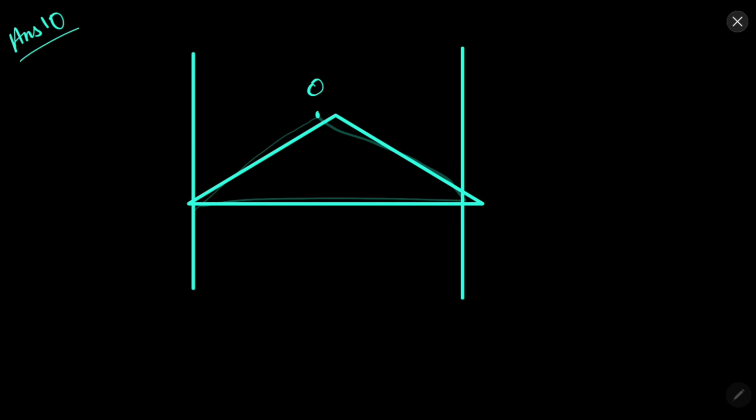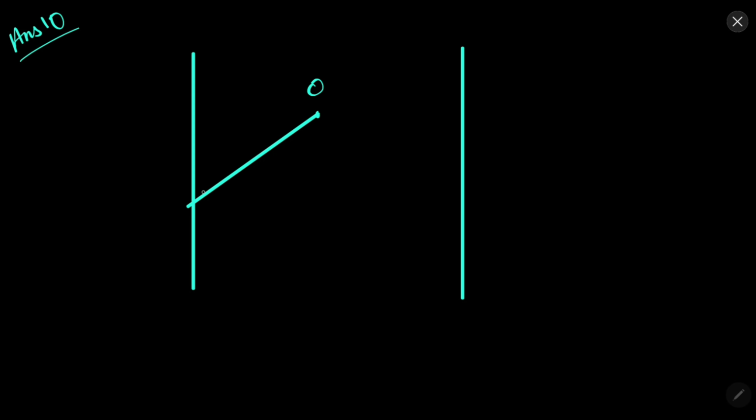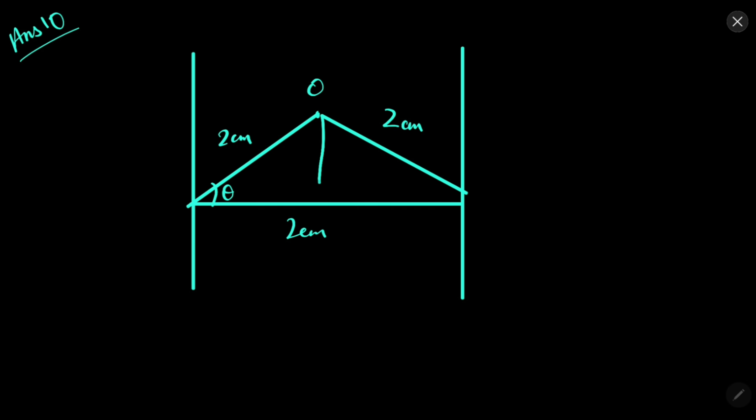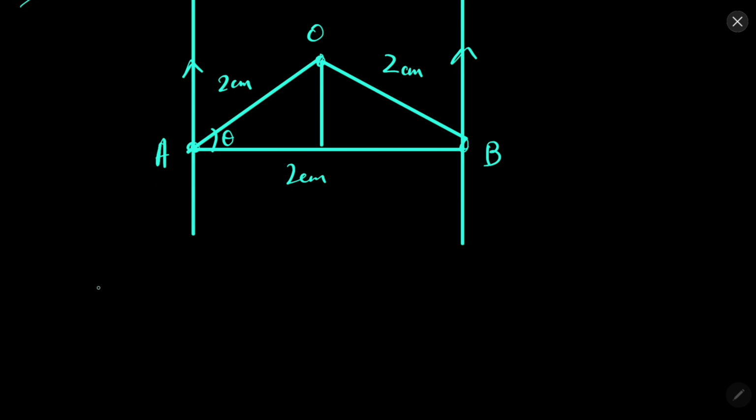So let's say we have two wires. There is this point O. So let's say the situation is like this: 2 centimeters, 2 centimeters, 2 centimeters, angle theta. Let's say this is A, this is B, and this is O. Current like this. So cos theta will be 1/2, theta will be 60 degree.